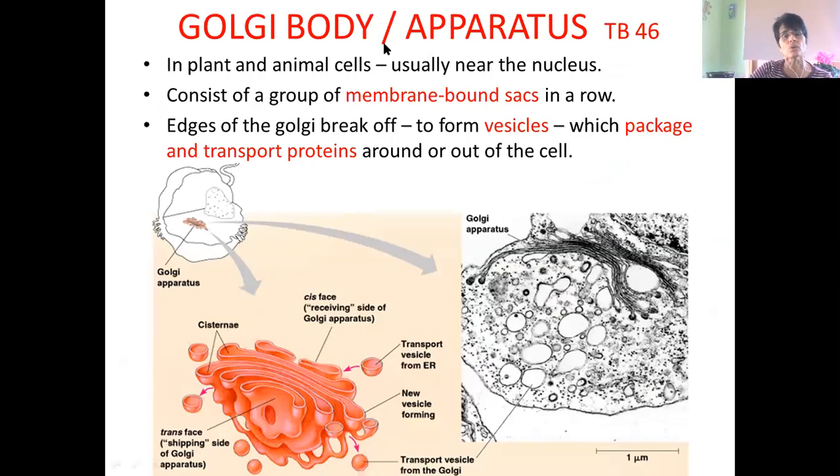So the Golgi body or apparatus is named after the person who discovered it in the cell the first time. They are found in plant and animal cells, eukaryotic cells, near the nucleus and near the endoplasmic reticulum. There are little membranous sacs, just like the ER is made up of membranous sacs called cisternae. The Golgi body is also made up of membranous sacs.